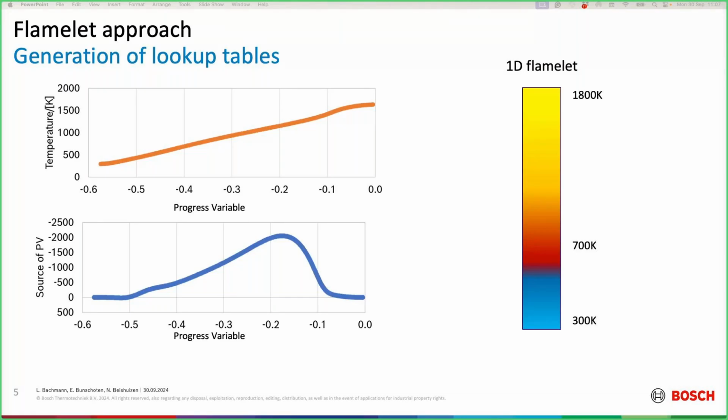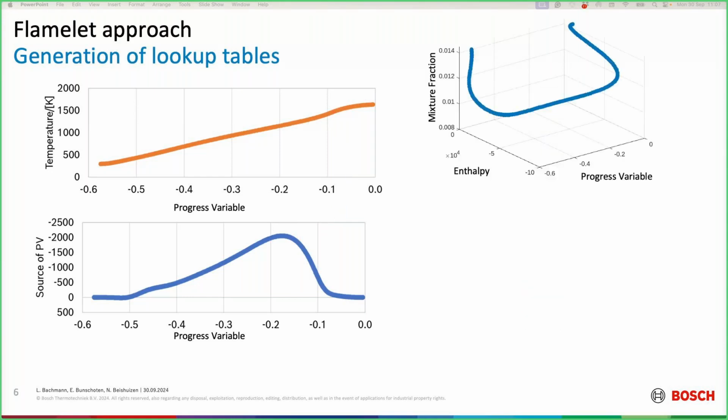On the bottom graph here, you can see the source of the progress variable. The source of the progress variable represents the initialization of the progress variable. In this graph, you can see it really well. So if you have the peak in the source of the progress variable, shortly after, the temperature rises faster than it did before, which means that the combustion progresses faster.